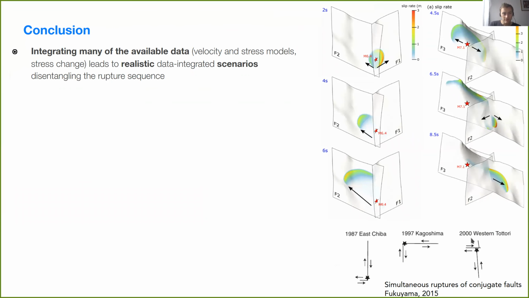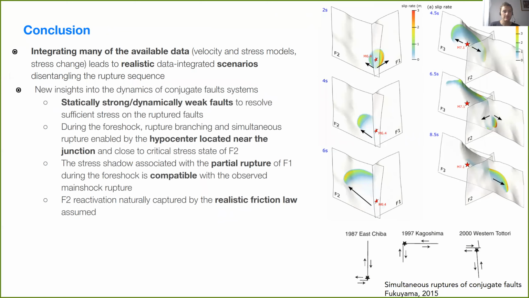So in conclusion, we have a model that is able to get a realistic data-integrated scenario, integrating many of the available data, and it offers new insight into the dynamics of conjugate fault systems. If we assume a statically strong and dynamically weak fault, we can resolve sufficient stress on the rupture fault and reproduce this rupture sequence. During the foreshock, we have rupture branching and simultaneous rupture, which is enabled by the epicenter location very close to the junction, as also proposed by Fukuyama in 2015 by studying conjugate fault earthquakes in Japan.